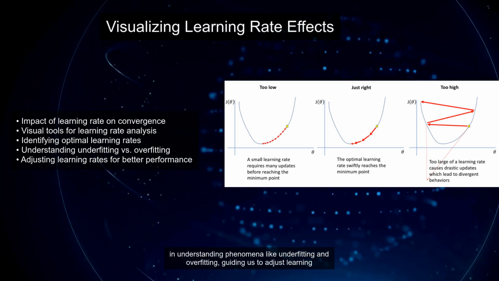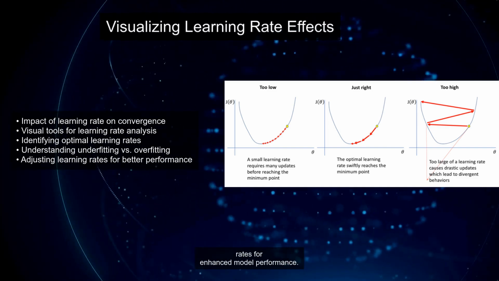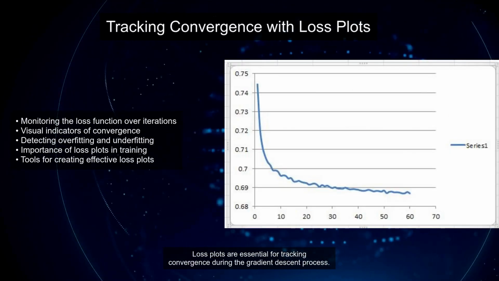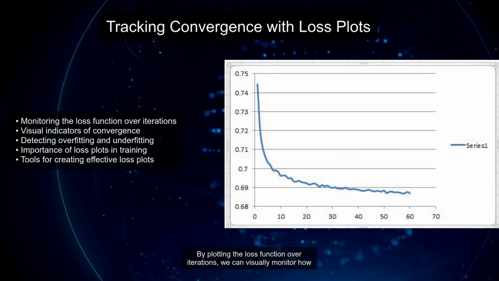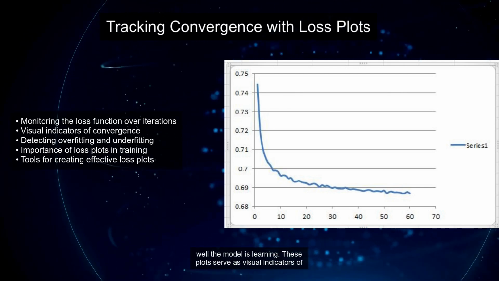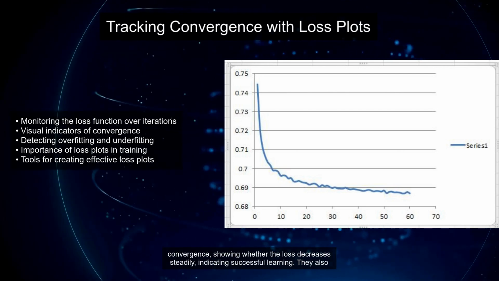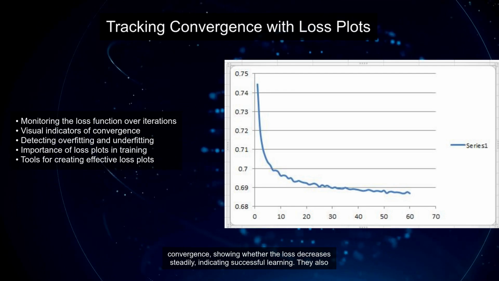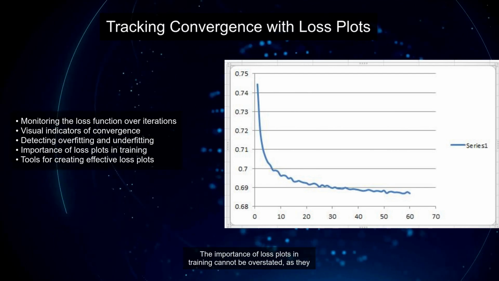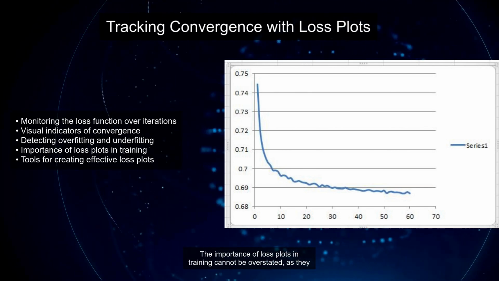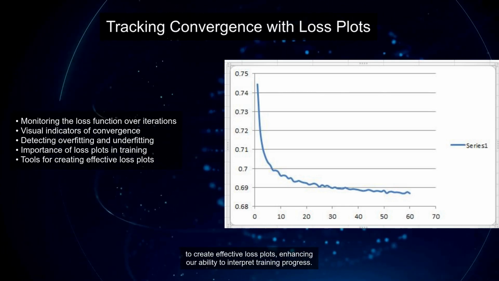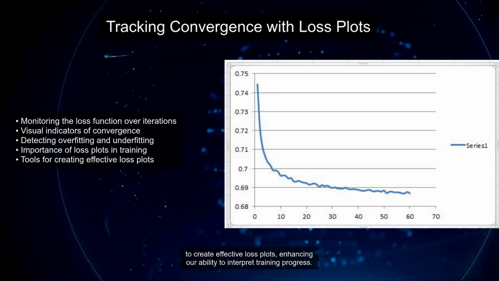Additionally, these visualizations help in understanding phenomena like underfitting and overfitting, guiding us to adjust learning rates for enhanced model performance. Loss plots are essential for tracking convergence during the gradient descent process. By plotting the loss function over iterations, we can visually monitor how well the model is learning. These plots serve as visual indicators of convergence, showing whether the loss decreases steadily, indicating successful learning. They also help in detecting overfitting or underfitting, allowing us to make necessary adjustments. The importance of loss plots in training cannot be overstated, as they provide immediate feedback on the model's performance. Tools like Matplotlib offer functionalities to create effective loss plots, enhancing our ability to interpret training progress.